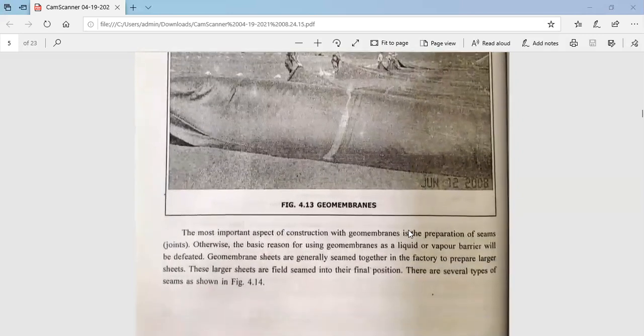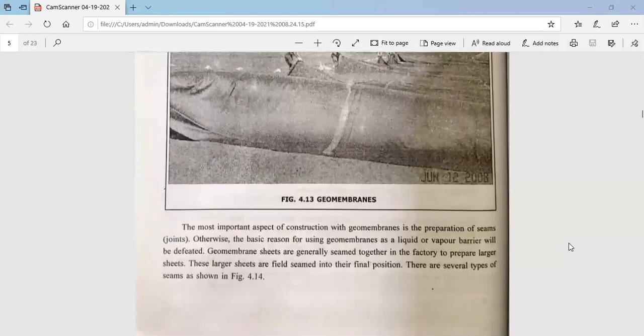The most important aspect of construction with geomembranes is the preparation of the joints, right? Otherwise, the basic reason for using geomembranes as a liquid or vapor barrier will be defeated. Geomembrane sheets are generally seamed together in the factory to prepare larger sheets. These larger sheets are then field seamed into their final positions. There are several types of machines, as shown in the figure.